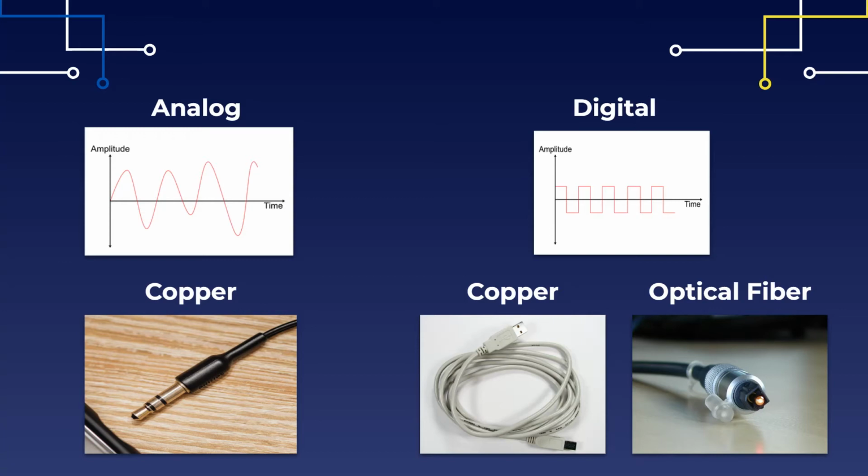So from this demo, we have learned two techniques to reduce signal interference: switching the analog signal to a digital signal, and then using a fiber optic cable instead of a copper one.